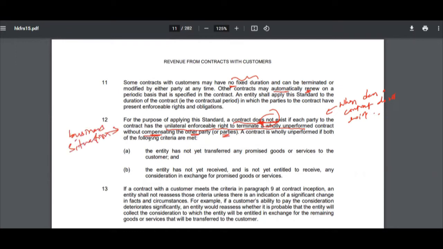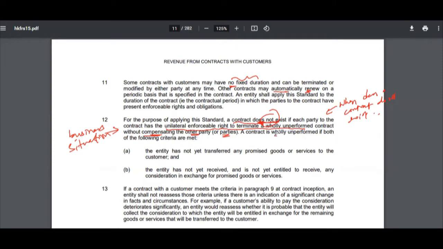The company can have a contract. All those 5 points were met, but then each of the parties has a unilateral enforceable right to terminate a wholly unperformed contract without compensating the other party, right? So without compensating, without giving any goods or services, the contract is terminated, and they have the right to do so. Then the contract is wholly unperformed if both of the criteria are met.